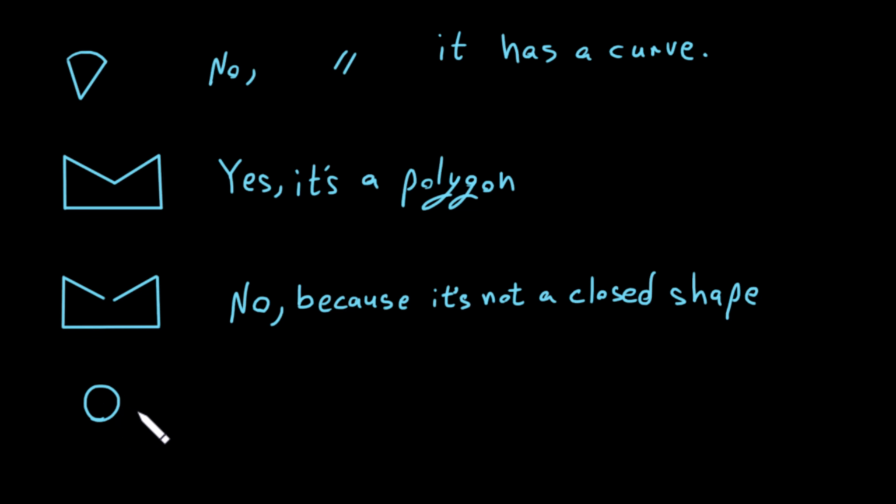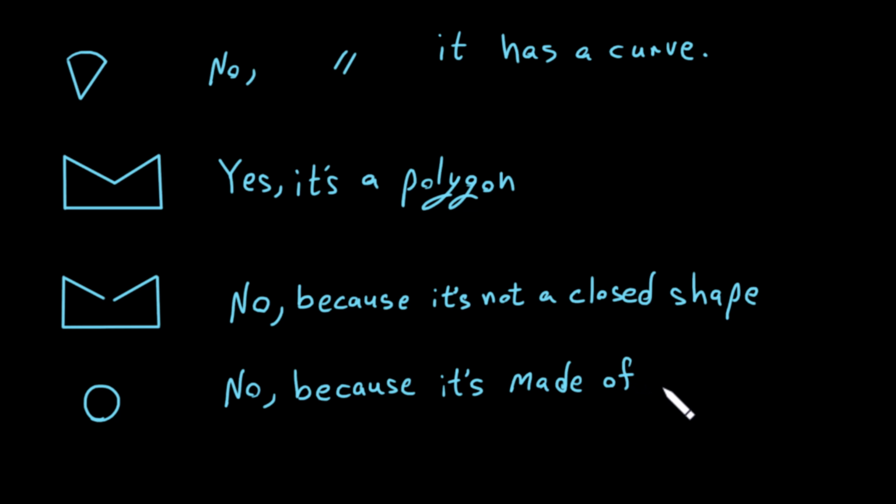Another example is a circle. Is it a polygon? No, because it's made of a curve. So no. Why? Because it's made of a curve.